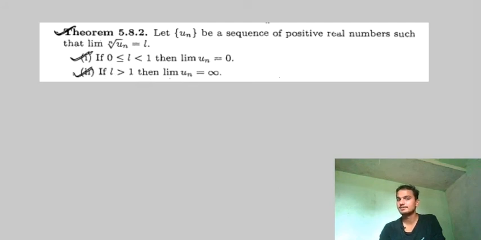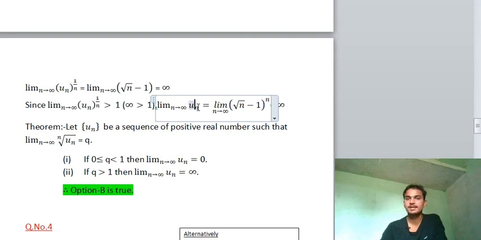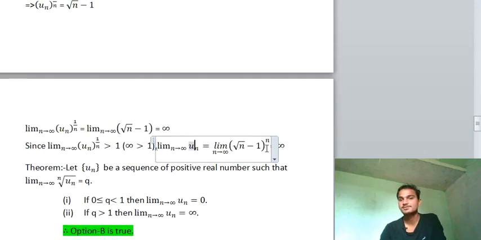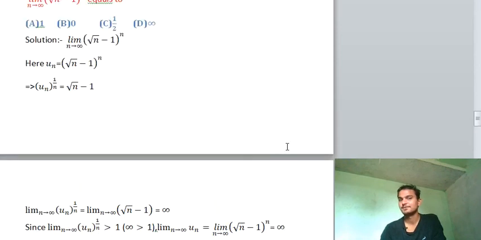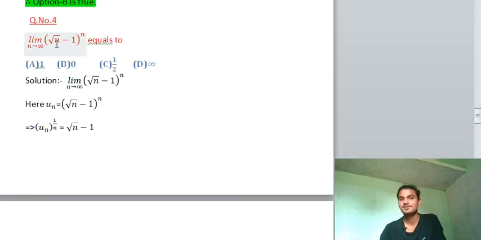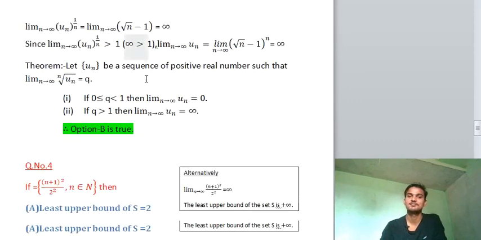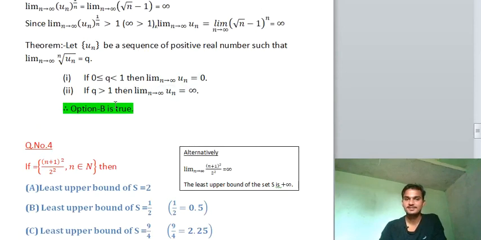So what is un here? We had taken un is equal to (root 10 minus 1) whole to the power n. So the limit of (root 10 minus 1) whole to the power n is infinity. So option D is true, the answer is infinity. Option D is true.